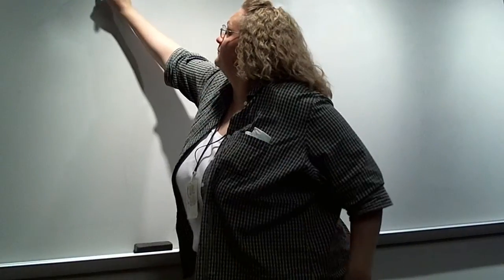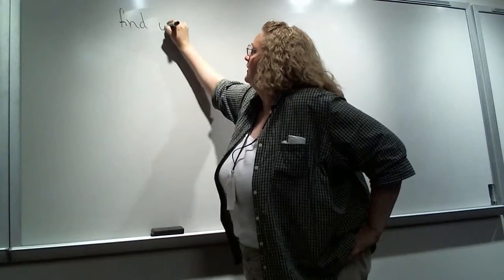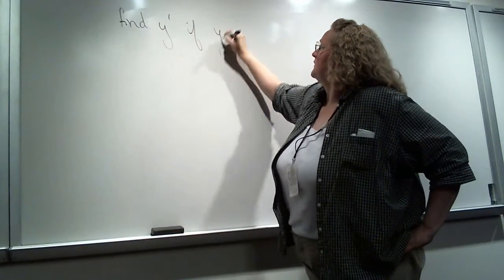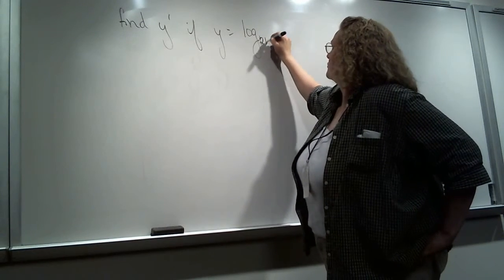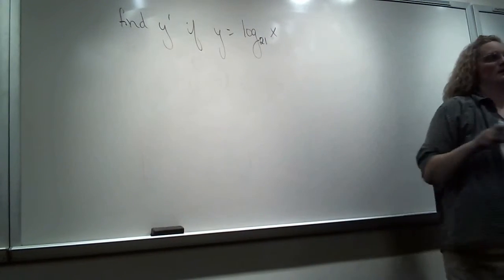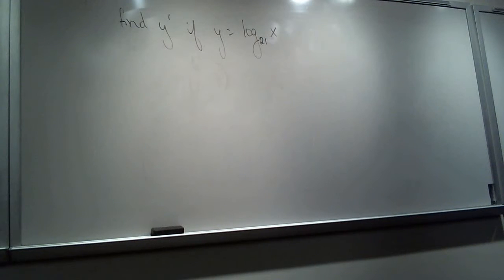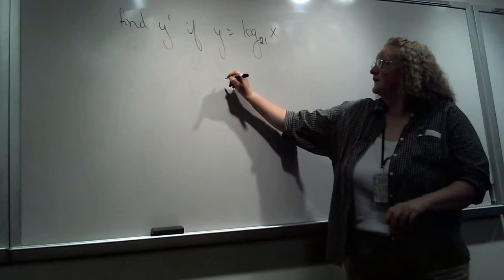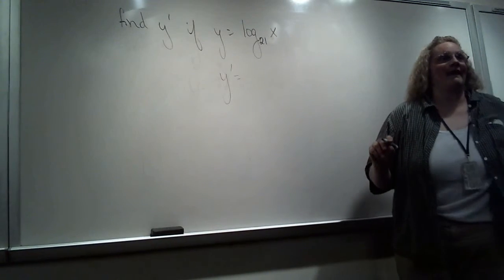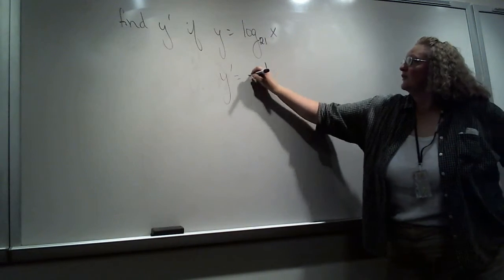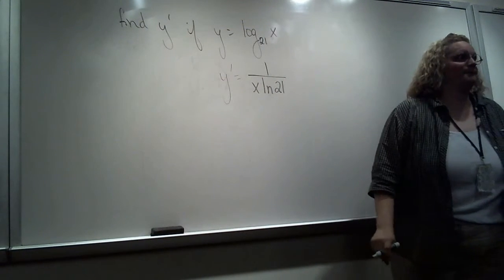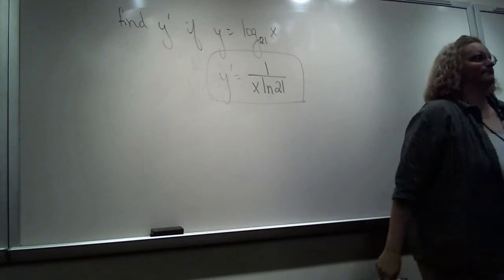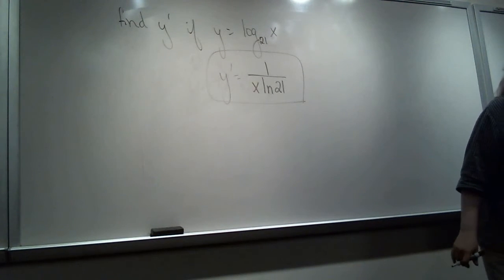Okay. So, find y prime if y is log base 21 of x. Just to show you how this rule works. What's my derivative? 1 over x ln 21. Done. That easy.